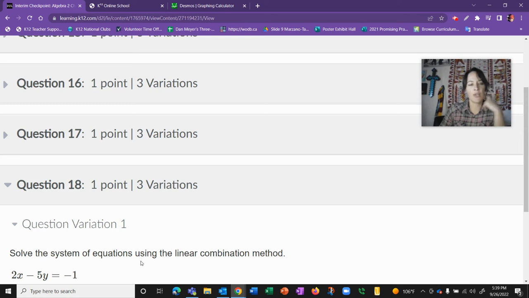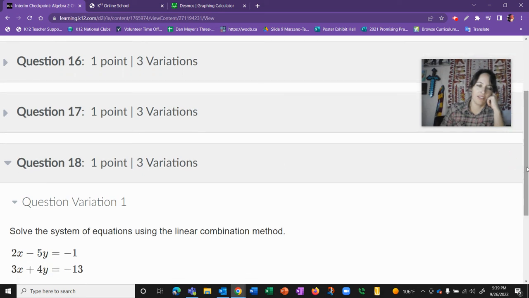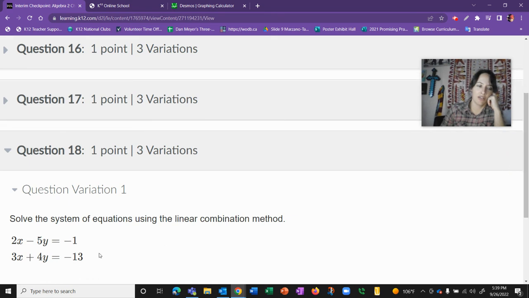Solve the system of equations using the linear combination method. It's not really free. If you're watching the video all the way through to this point, you deserved it. 2x minus 5y equals negative 1. Solve the system of equations. So we got to keep going. Linear combination method. This one is a little bit different.